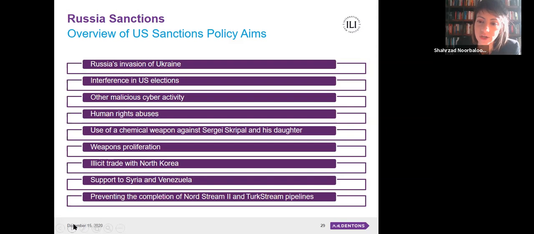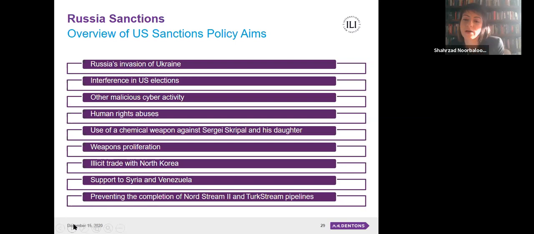U.S.-Russia sanctions are largely aimed at changing Russia's behavior to align with U.S. policy in several key respects. These include with respect to Russia's invasion of Ukraine, interference in U.S. elections, other malicious cyber activities, human rights abuses, use of a chemical weapon, weapons proliferation, illicit trade with North Korea, and support to Syria and Venezuela. In addition, recent U.S. policy has, with increasing emphasis, focused on curbing Russia's expansion of influence via the building of energy export pipelines in the Nord Stream 2 and Turk Stream projects.